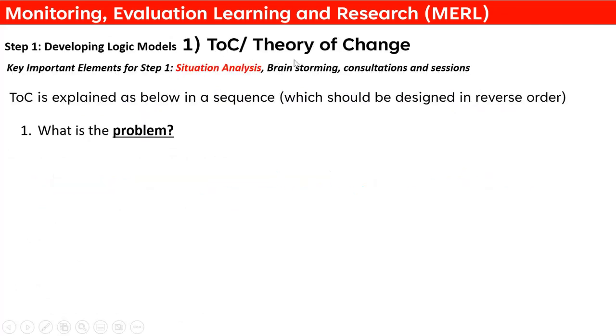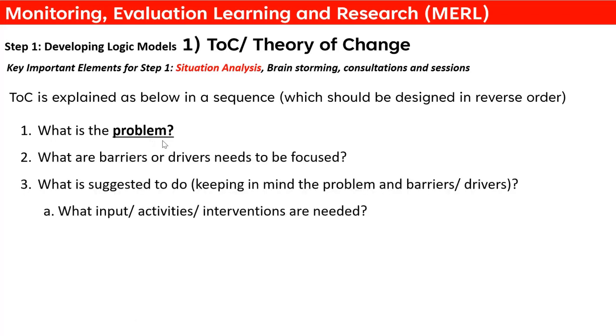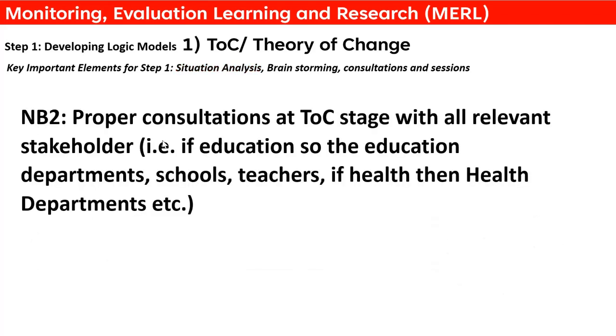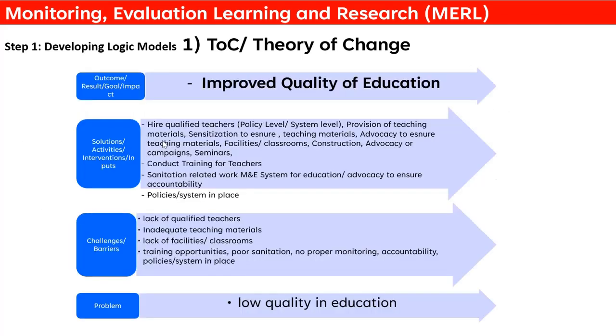In those sessions, we discussed that for a theory of change, we need to do a situation analysis, and the basic structure of a theory of change was: what is the problem, what are the barriers, what is suggested to do, and what will be the output and outcome, and then ultimately the results. And as I told you, proper consultation at the TOC stage with all relevant stakeholders is very important. So this was the TOC that we developed in our previous session.